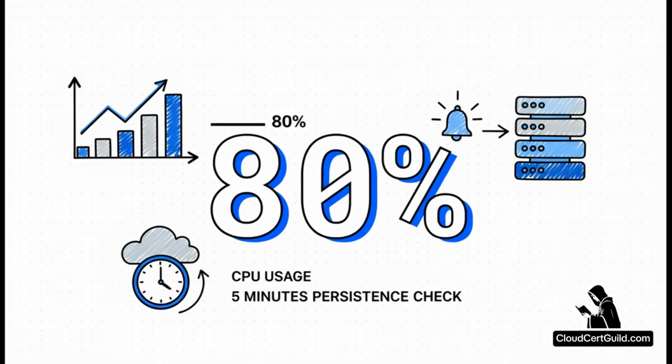But here's the really smart part. It's not going to page you for just a momentary blip. The policy actually waits to see if that high CPU usage sticks around for a full 5 minutes. That way, you know you're being alerted for a genuine problem, not just some random temporary spike.